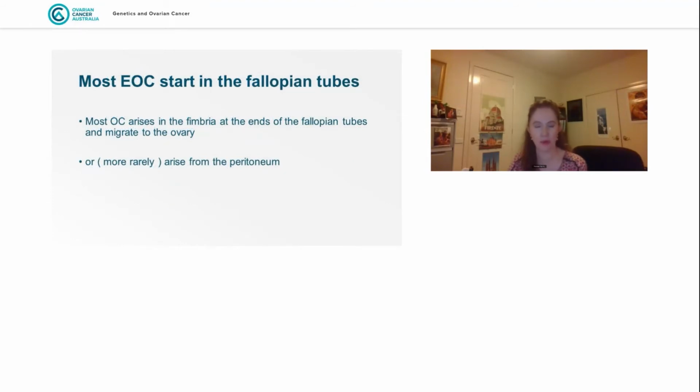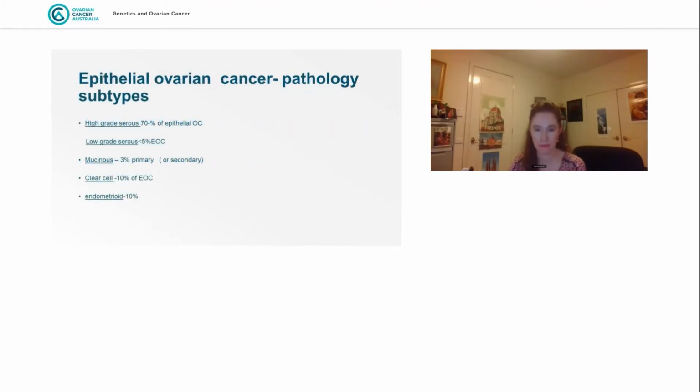Just a reminder that although I refer to ovarian cancer, it's believed that most epithelial ovarian cancer starts in the fallopian tubes, in the fimbria at the ends of the fallopian tubes, and the cancer cells migrate along to the ovary, or more rarely arise in the peritoneum. High-grade serous epithelial ovarian cancer is the most common type, a rarer type being low-grade. The difference in the cells is how they look, how a pathologist would grade them under the microscope: the higher grade being more disorganised, and the lower grade more mimicking normal epithelial ovarian tissue. Mucinous, where mucin droplets are visible in the cell, is a rarer type. Clear cell, with big white cells, and endometrioid are less common types.